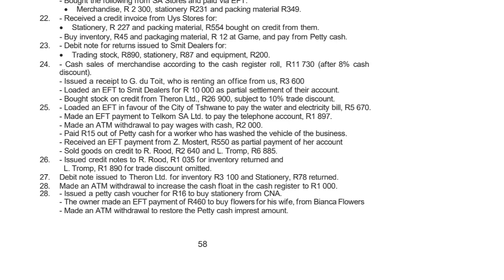27th, debit note issued to Deron for inventory, 3,100, and stationery, 78 Rand, returned. 28th, made an ATM withdrawal to increase the cash float in the cash register to 1,000 Rand. And then issued a petty cash voucher for 16 Rand to buy stationery from CNA.